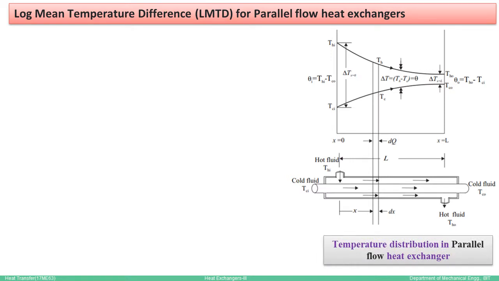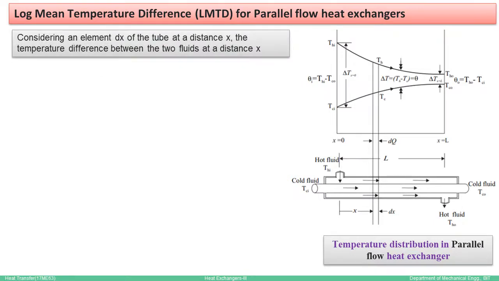We have this derivation for LMTD of parallel flow heat exchangers. Let us consider this sketch wherein a parallel flow heat exchanger and the temperature variation for the hot and cold fluids are shown. You can see the inlet temperature of hot fluid, Thi, reduces to Tho at the outlet. Similarly, Tci, which is the inlet temperature of cold fluid, increases to Tco, and theta i, which is the temperature difference at the inlet, is taken as Thi minus Tci.